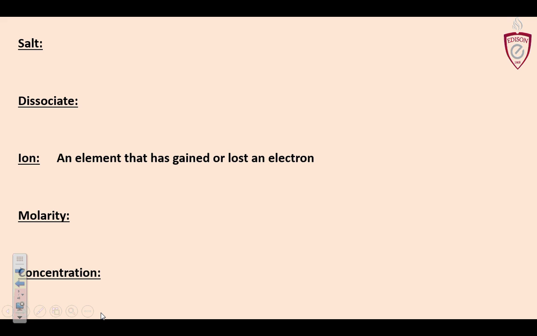Ion review: an element that has gained or lost an electron. The most important ion, I think, in this unit is the proton, the H plus ion. It's a hydrogen atom that's lost its electron, and now it's just a little proton, H plus, hanging around. We're going to say proton synonymously. And then it reacts with the water molecule to make H3O plus, so it's important.